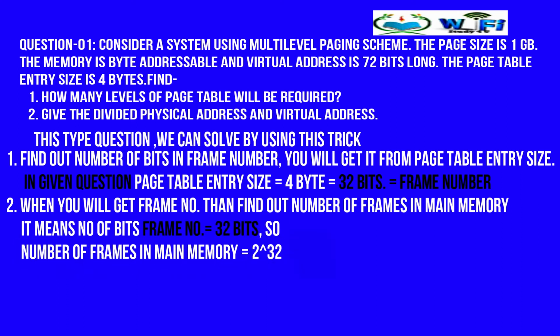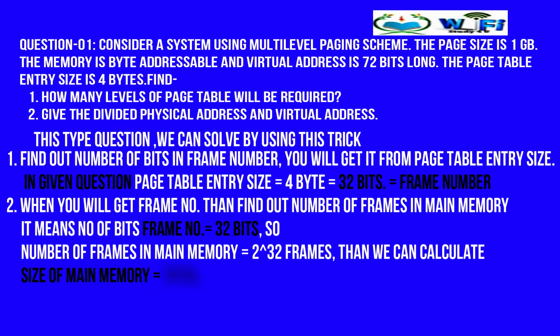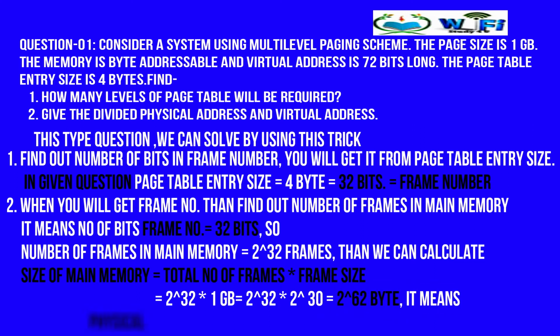This type of question we can solve by using this trick. Number 1, find the number of bits in the frame number. You will get it from the page table entry size. It is given in the question: page table entry size equals 4 bytes. It means 32 bits, which is the frame number. Then find the number of frames in main memory. Frame number is 32 bits, so the number of frames in main memory equals 2 to the power 32 frames.